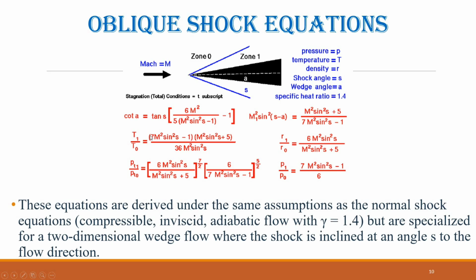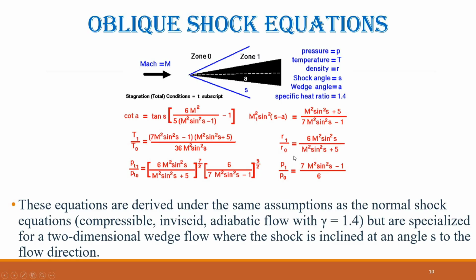The temperature ratio T1 over T0 is equal to the quantity 7 times M squared times the sine squared of S minus 1, multiplied by the quantity M squared times the sine squared of S plus 5, all divided by 36 times M squared times the sine squared of S.